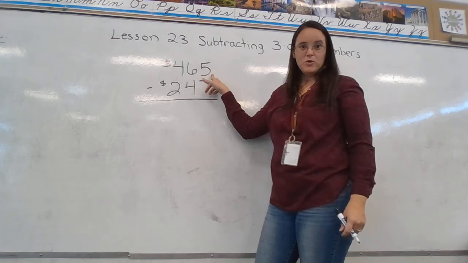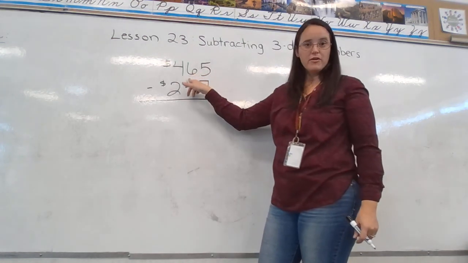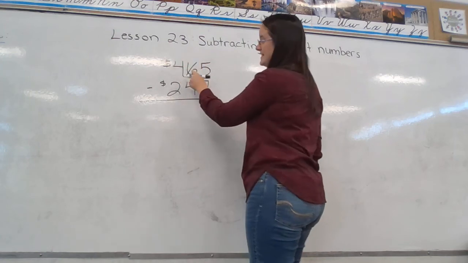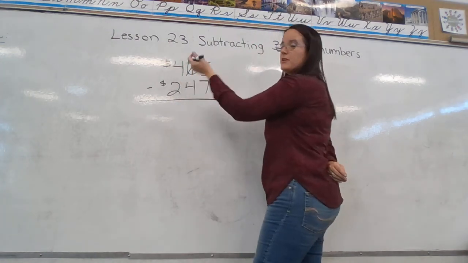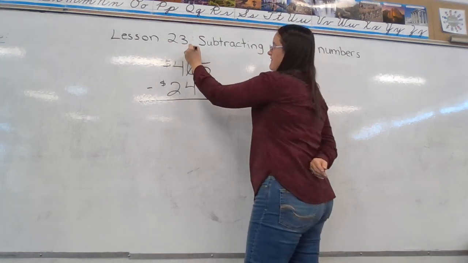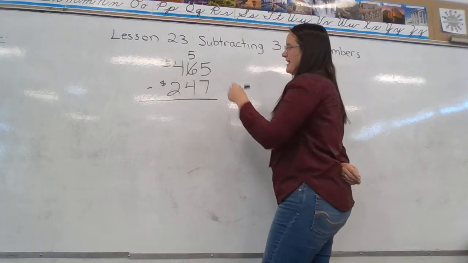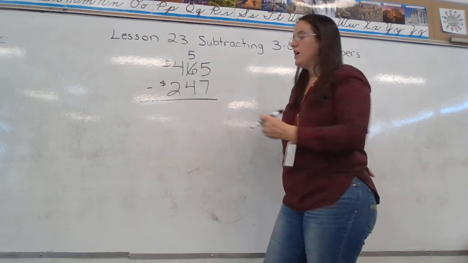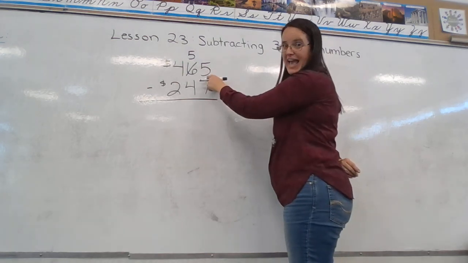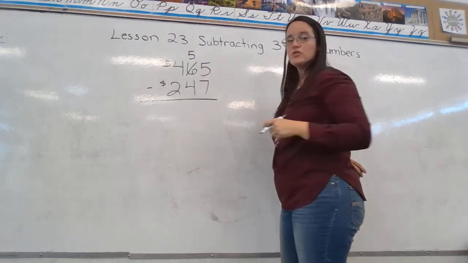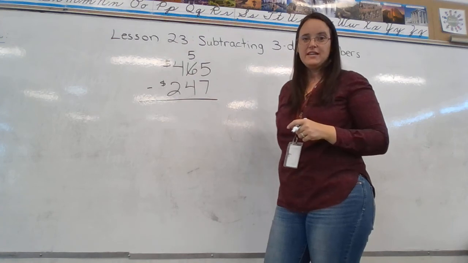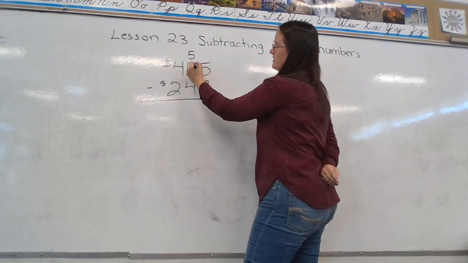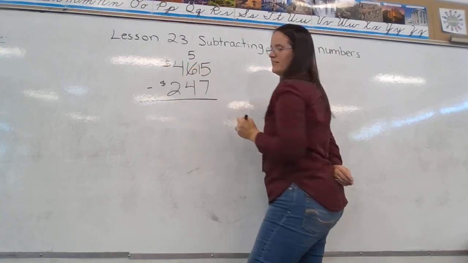If I need to get more ones, I'm going to borrow from the 10s because I can get 10 ones. So I have 6 10s, but I'm going to borrow 1. So now I only have 5 10s, and I take that 10 and I trade it in for 10 ones, plus I already have 5 ones. So now I have a total of 15 ones. You can cross it out and write it up there like we did before, or here's my trick. I just sneak a 1 in there.